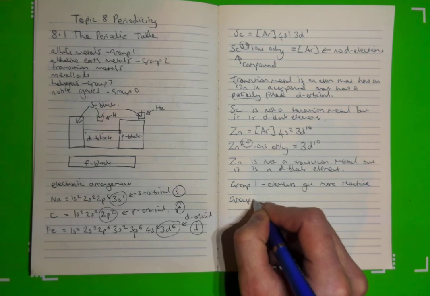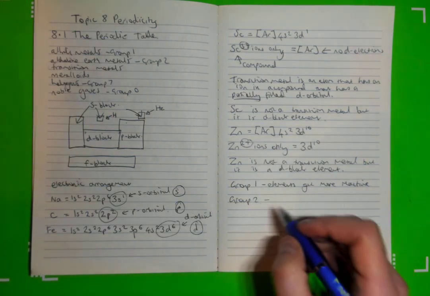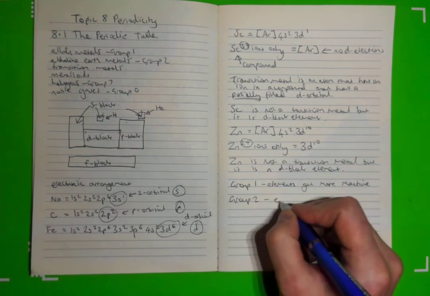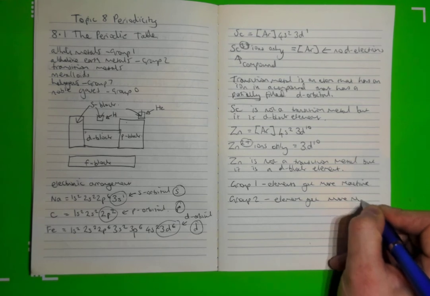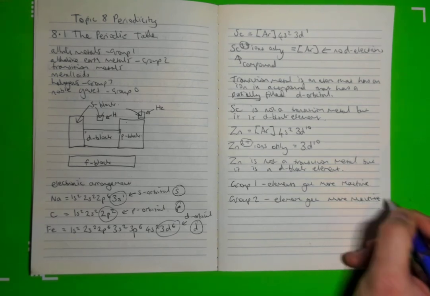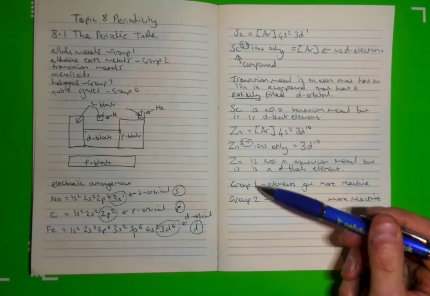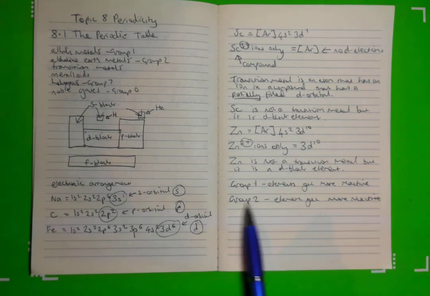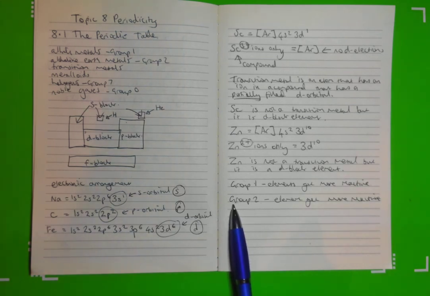Group 2 has the same trend, apart from you're removing 2 electrons this time to get a full shell. So the elements get more reactive again. If we want to compare group 2 to group 1, what you'll find is that group 2 elements are not quite as reactive as group 1. There's actually 2 reasons for that. The first reason is that you have to remove 2 electrons in group 2.